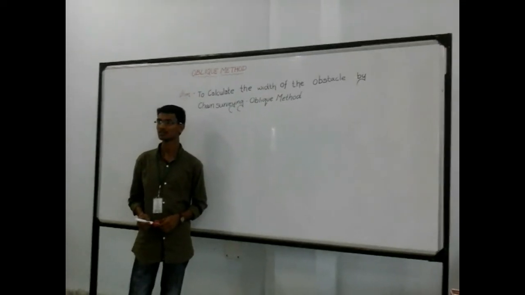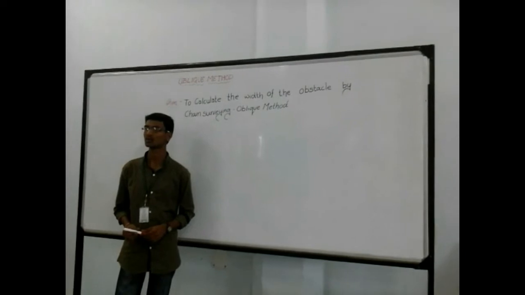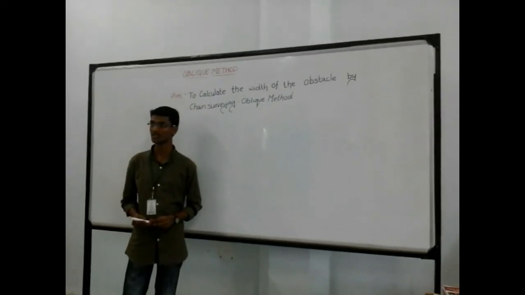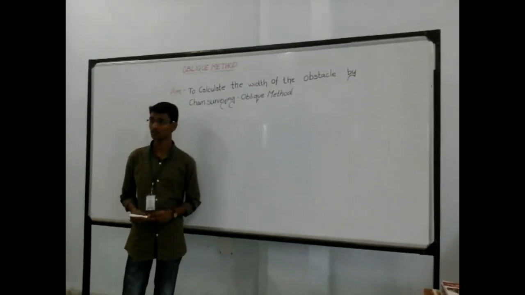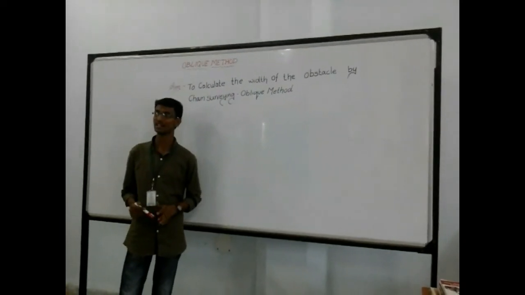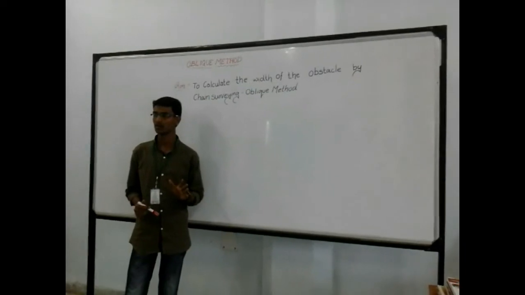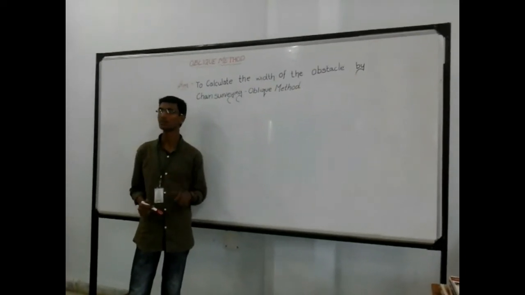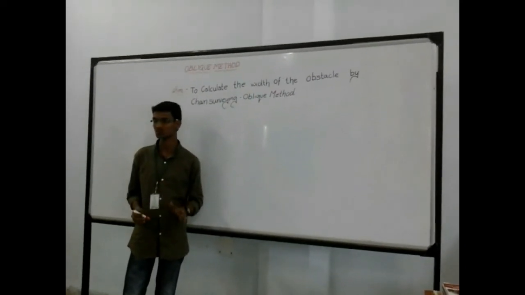Hi everyone, I am here to explain the calculation of the width of an obstacle by chain surveying using the oblique method. Usually this method is considered when both chaining and vision are obstructed. Before going to the experiment, let me introduce the instruments used.